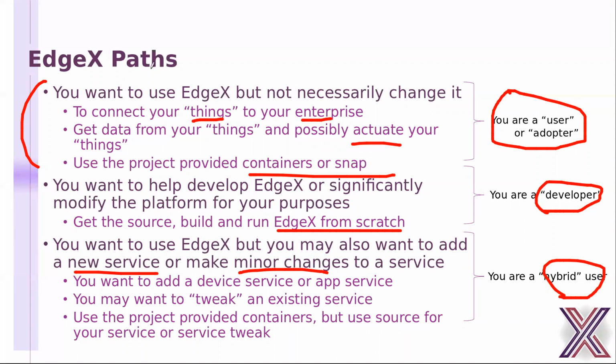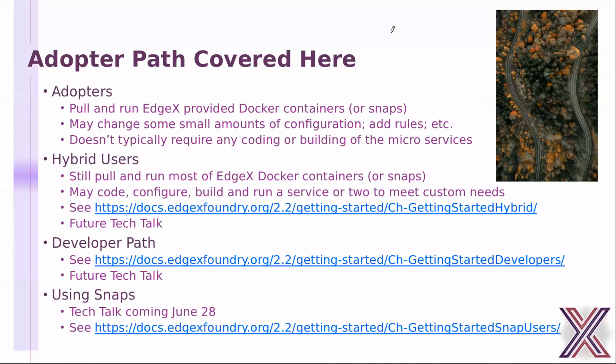All right, with an understanding of the paths and what types of development you can do, let's start to actually get working here. For an adopter, what an adopter is going to do is what we call pull and run EdgeX using Docker containers or snaps. Now, again, snaps is going to be covered in a tech talk coming up in the future. We'll cover doing it with Docker containers today. You may make some small changes, but this is usually with configuration, if you will, low code or no code, in terms of how we actually start to explore the changes in EdgeX.